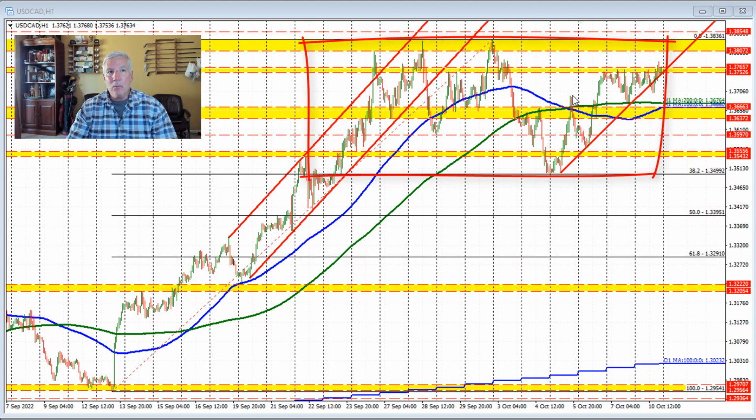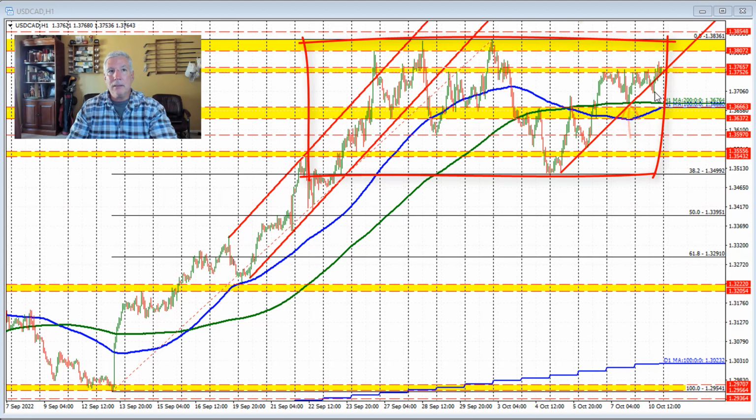It took one failed move above the 200-hour moving average to then get above that level on Wednesday's trade on the second attempt. On Friday's trade, the price came down, retested the 200-hour moving average, found support buyers against that level, and moved up to this swing area up through here, where the market peaked on Friday and also peaked in the Asian session today.